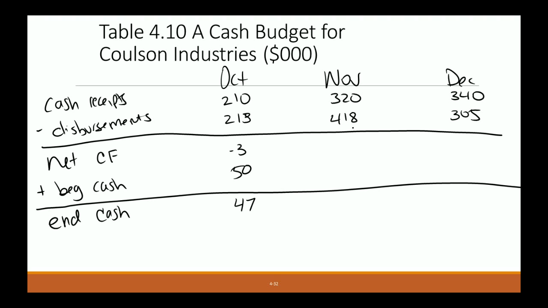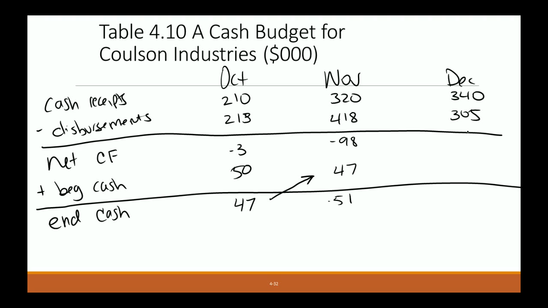And so for November, we spent $418,000 and brought in $320,000. So we spent $98,000 more than we had. Our beginning cash balance in November is our ending cash balance from October. So $47,000. So we spent $98,000 more than we had, and we only had $47,000 in the bank. So now our ending cash balance is a -$51,000.